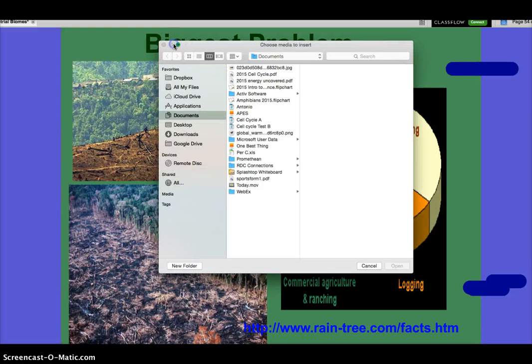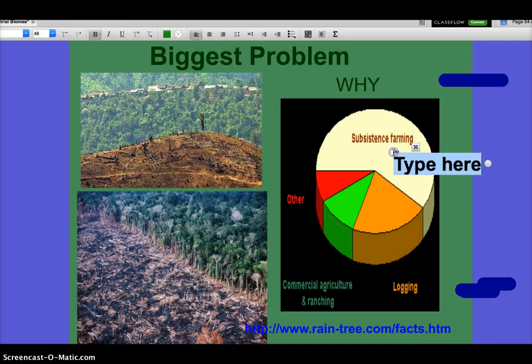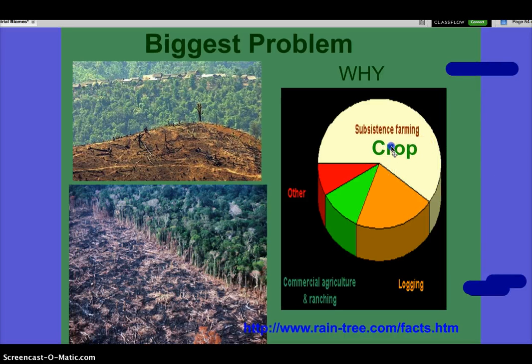Whoops, sorry about that. I don't even know how to get rid of this. Cancel. So you're going to say this is crop, because I haven't covered that chapter. But here it's talking about commercial ranching. So these are farms that were created for people to supply food to a local community and themselves. That's the biggest reason people cut down forests. Then you've got wood, and then you've got commercial rangeland or ranching, which is like growing cattle, and then anything else.